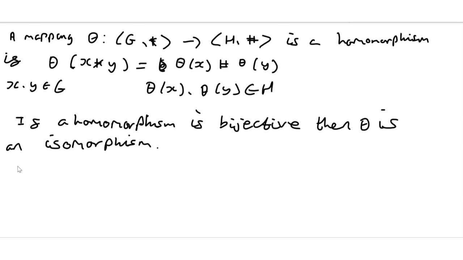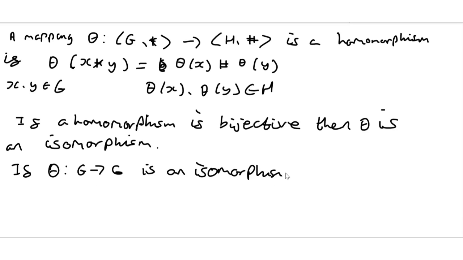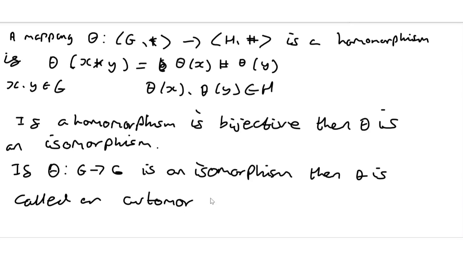One more little thing. If theta maps not from G to another group H, but from G to G, from a group to itself, and is an isomorphism, then we give theta a special name. It's called an automorphism. Okay, that's what we're going to look at for now on homomorphisms.